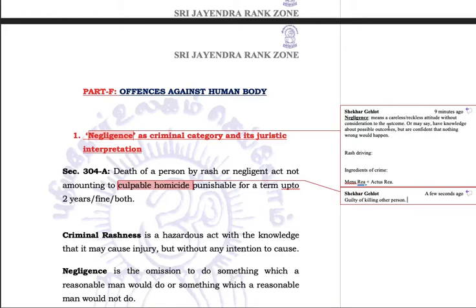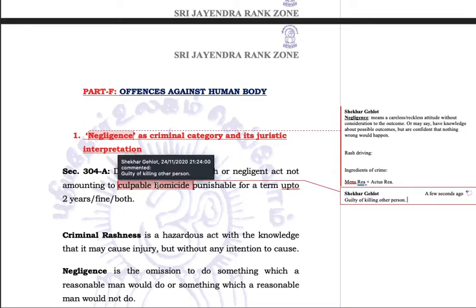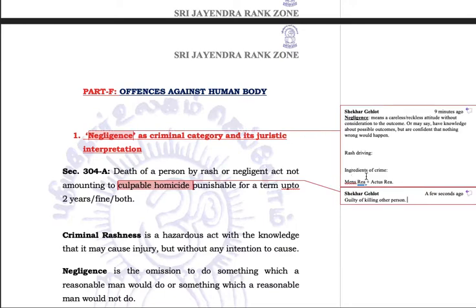Here, the action is happening out of carelessness, and mens rea is not present at all. So we treat this case specifically differently from being guilty of killing other people. That is why there is only 2 years, fine or punishment.